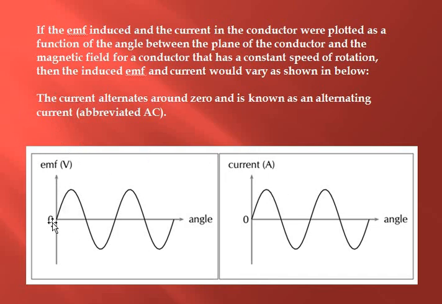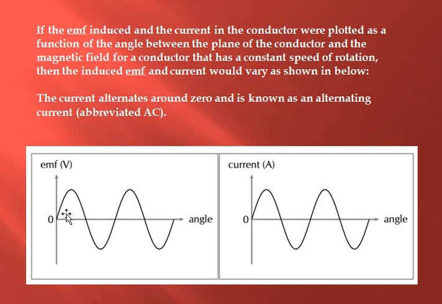So we can actually look at this. It varies from 0 to a maximum. Obviously, here when it is at 0, the plane of the coil or conductor is parallel to the magnetic field lines. So there's no flux passing through there, and so there's actually no generated EMF. The generated EMF is 0. Even the current generated there is actually 0.